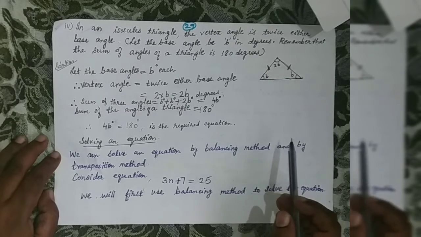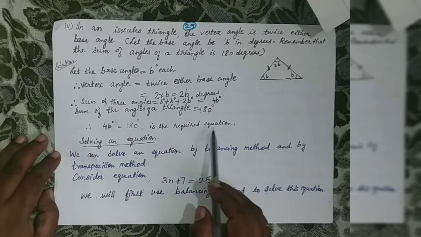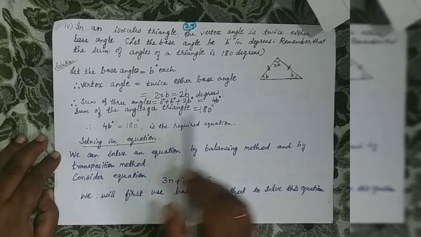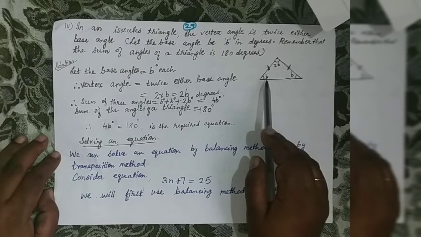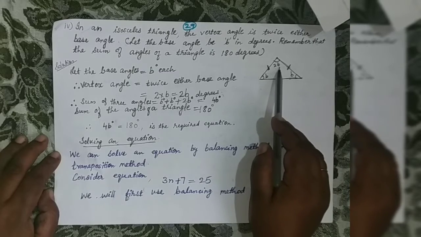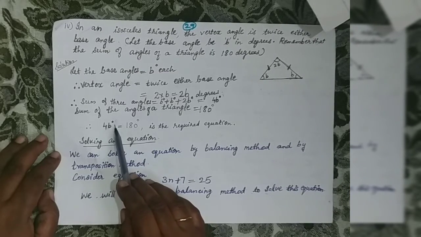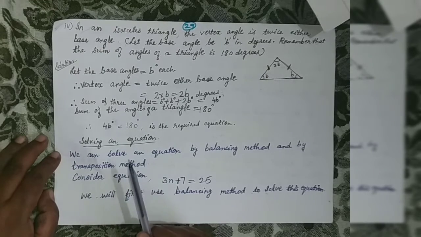So what is the required equation? 4B degrees is equal to 180 degrees is the required equation. Have you got 4B? We have added all three angles. B plus B is 2B. 2B plus 2B is what? 4B. So we got the required equation, 4B degrees is equal to 180 degrees.